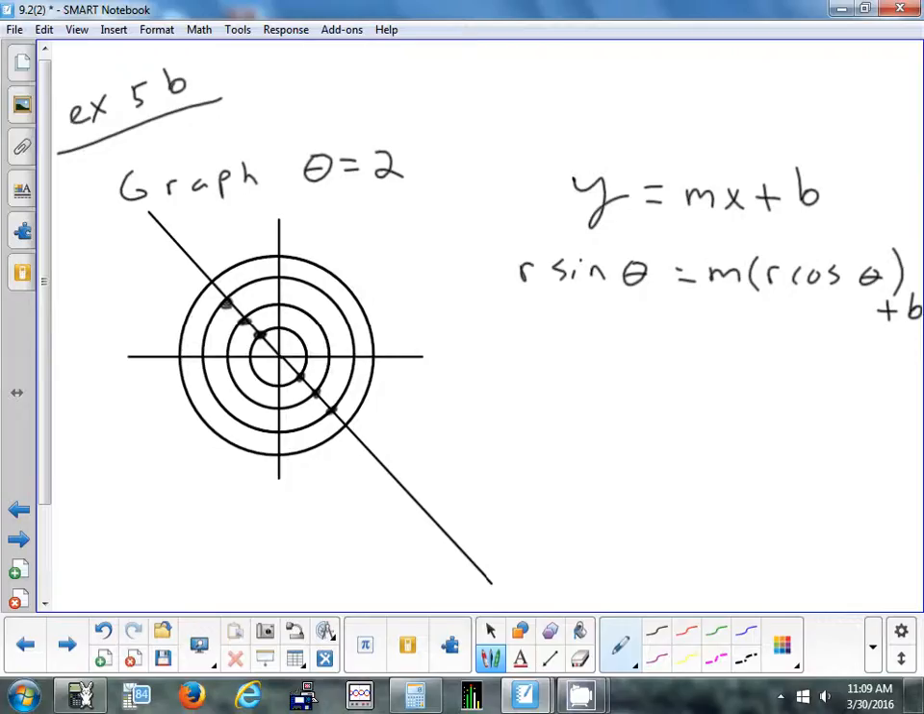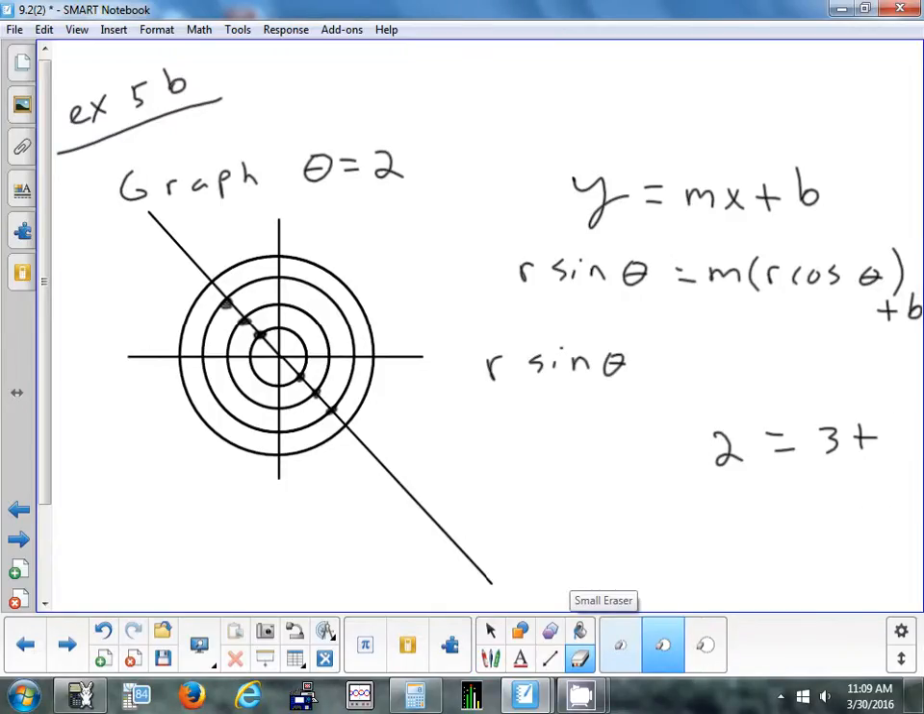Now, to graph in polar, what letter has to be by itself? R. So I'm going to move everything with r to one side. So we've got r sine theta. And how would I move this term to the other side? Remember, it's a plus b on the end, so we subtract, right? Just like if you had 2 equals 3 plus b. If you have a plus, you want to move that, you subtract it. Right, so we'll subtract m r cosine theta.